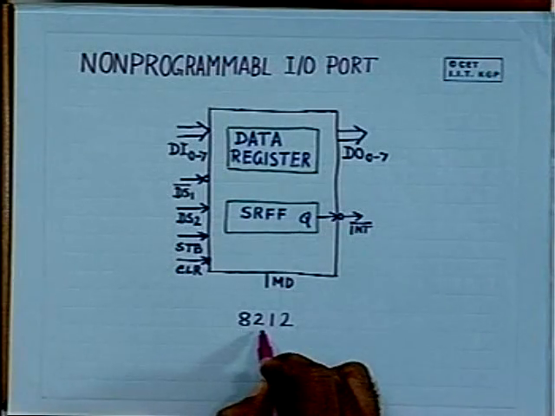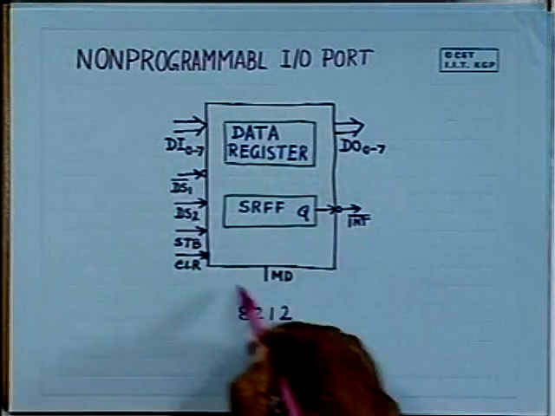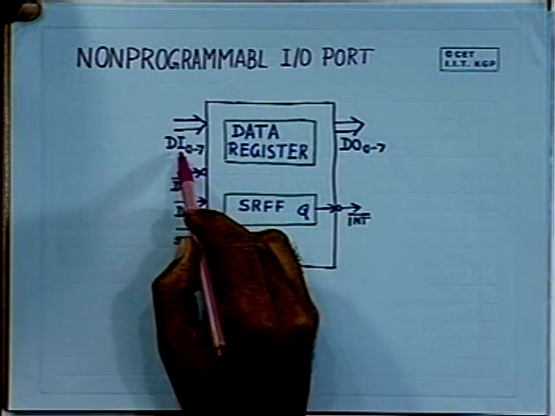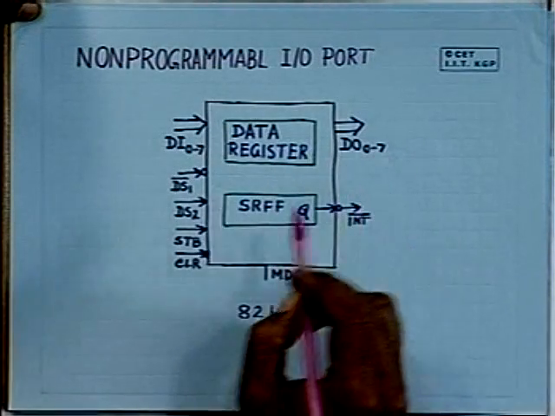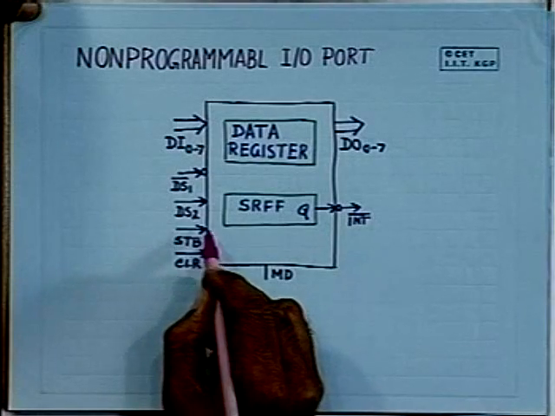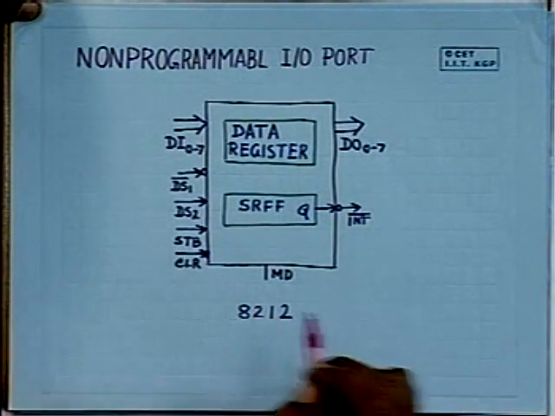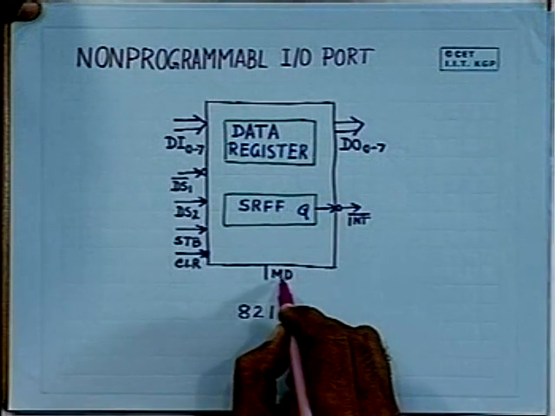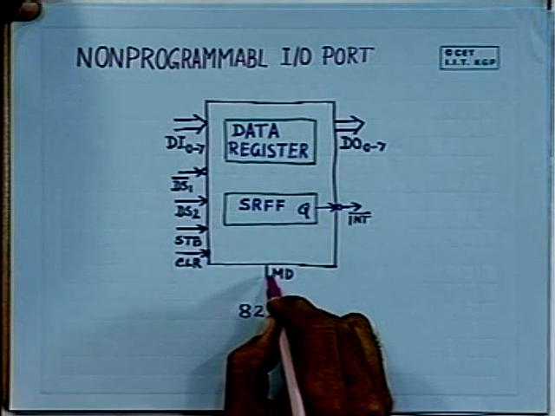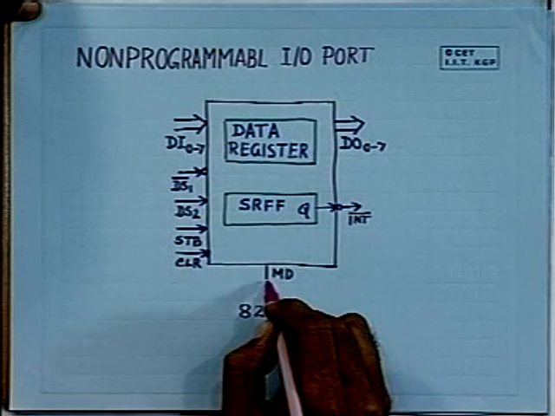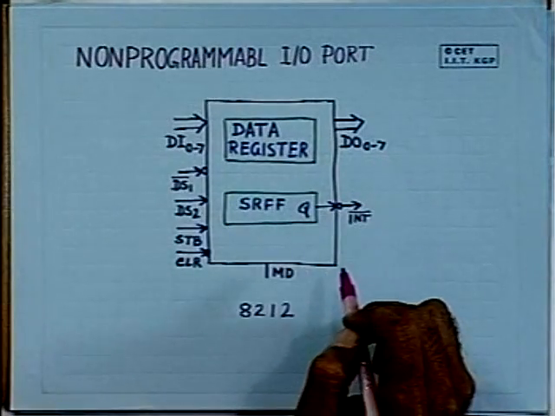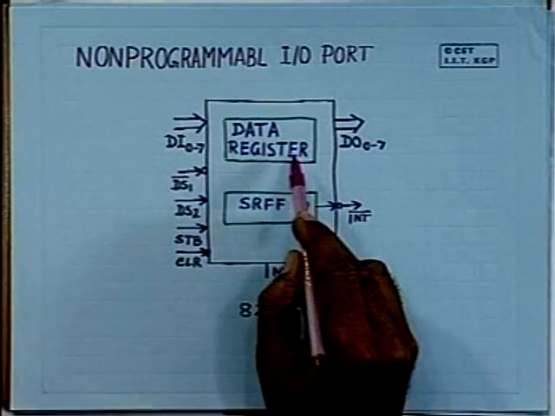This Intel 8212 is a non-programmable I/O port chip. The schematic diagram is shown here. Here, as you can see, it has got 8 inputs, DI 0 to 7, 8 outputs D0 to 7, these two DS1 bar and DS2, which are chip selects. STB stands for strobe, CLR stands for clear, and there is another line MD which stands for mode. That means the mode of operation can be decided based on whether this line is connected to VCC or ground, and based on that the mode of operation can be controlled. And it has got one interrupt output, and inside the chip it has got an 8-bit data register.